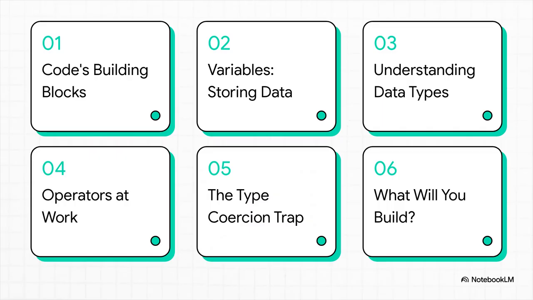All right, so here's the game plan. We're going to kick things off with the absolute basics. Then we'll get into how to store your data with variables, figure out what kind of data you're even working with, and then use operators to actually make things happen. We'll even dive into a really common trap called type coercion before we wrap things up. Sound good? Let's do it.